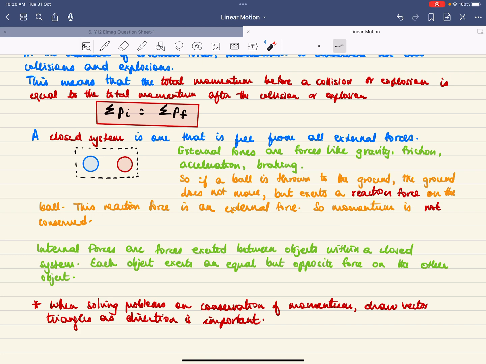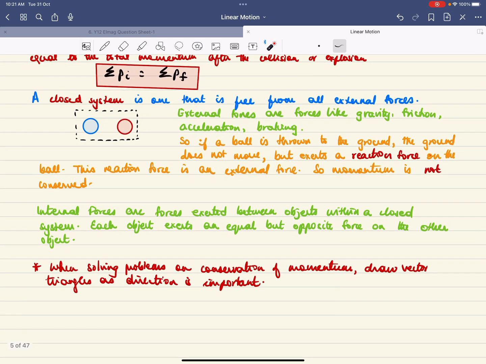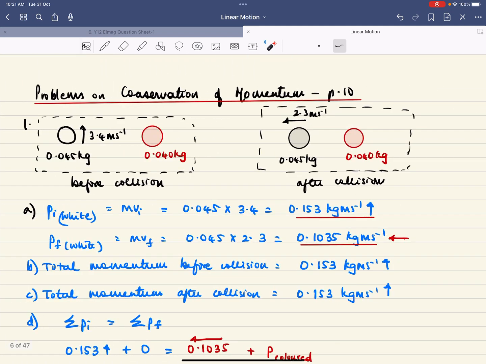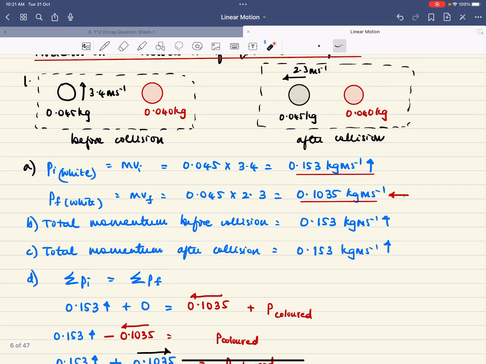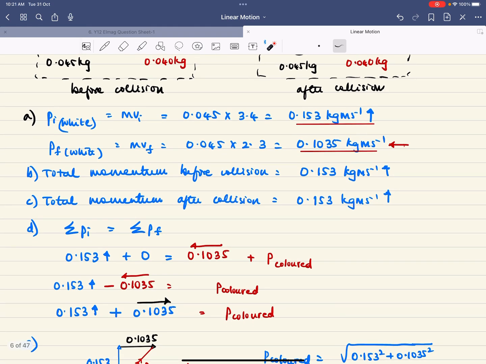Now, when solving problems on conservation of momentum, draw vector triangles as direction is important. So I have some problems that I've solved. The question, I just made it a visual diagram of the question. This is what's happening before collision, and that's what's happening after collision. And I've solved it here.